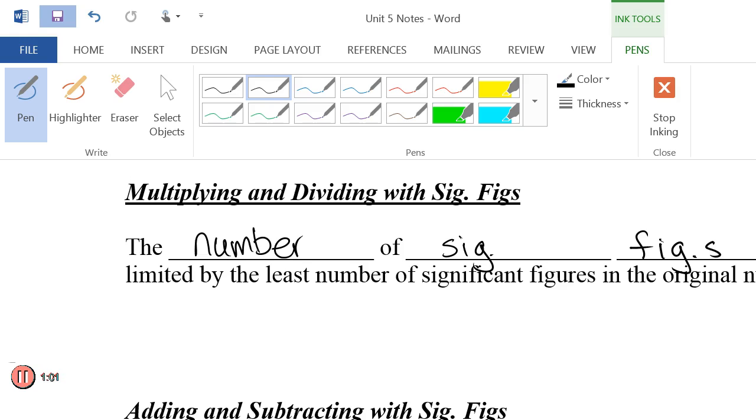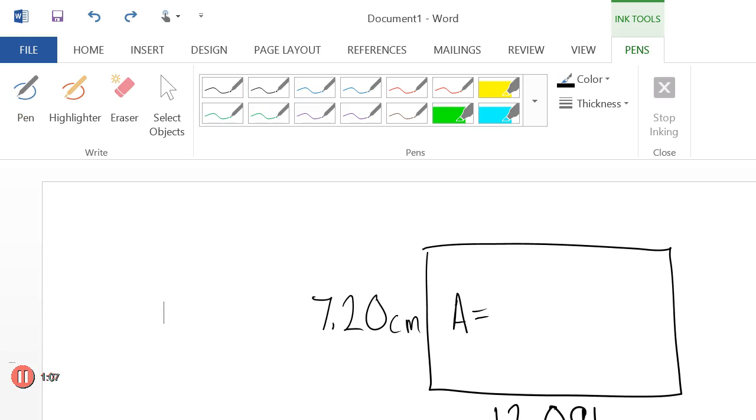To illustrate this, I'm going to go with a silly but simple example. Let's say we're doing a lab, and the objective of the lab is to determine the area of this rectangle. So I'll take two measurements, the width and the length. If the width measures 7.20 centimeters and the length 12.091 centimeters, then we can do some calculations. We take our measurements, and for area, you go length times width.